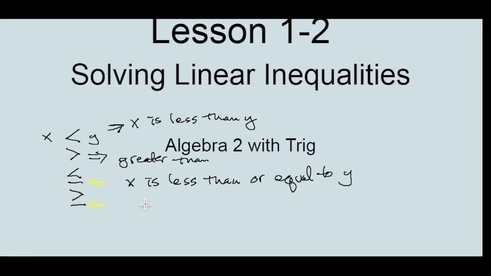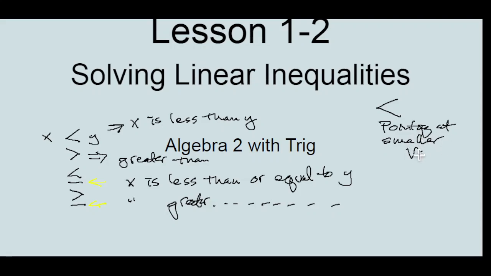We'll talk about that in a minute. And then this one is the same, except it's greater than or equal to y. So it's the same as this, but you're saying it with greater. If you have a hard time remembering that, look at the arrow, and the point of the arrow will always go to the smaller number. Think of it as pointing at the smaller value.